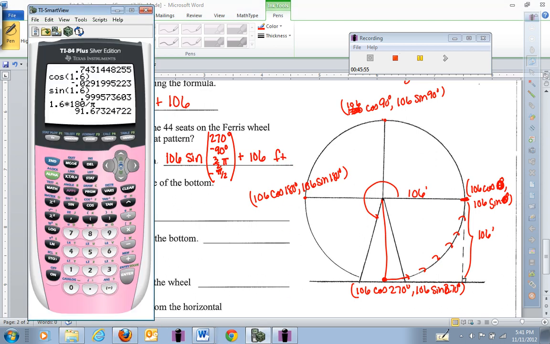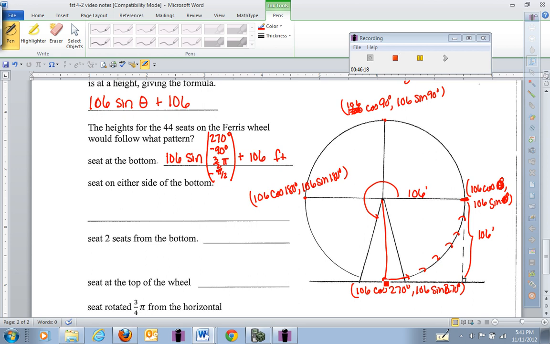Now let's see how much that's going to be. Since my calculator is in the mode for radians, I'll just do one of the radian ones. I'll say it's 106 times the sine of, should we just go ahead and say 3/2 pi? I'll just use 3/2 pi, plus 106. And sure enough, it's 0. But that's what it should be if we're at the bottom, okay?